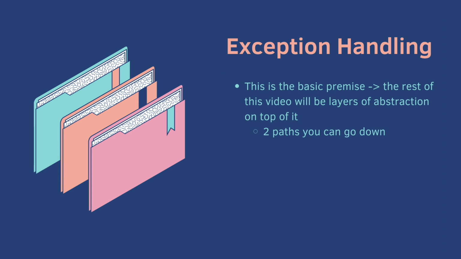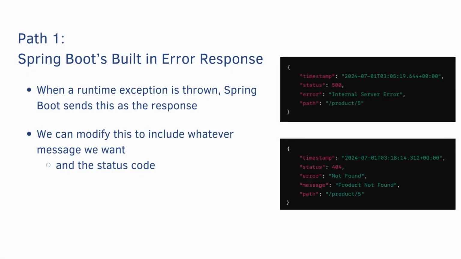So there are two different paths you can go down for your abstraction. Path one is using Spring Boot's built-in error response. So anytime a runtime exception is thrown, Spring Boot sends this as the response. And we can modify this to include whatever message we want, and the status code.